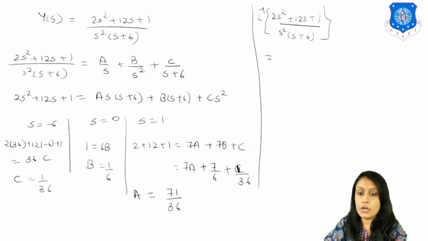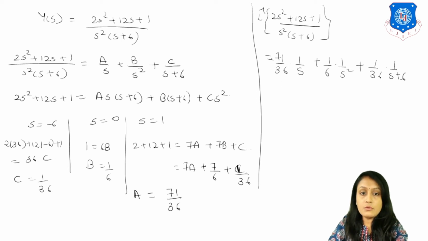Okay, so A is 71 upon 36. So 71 upon 36 into 1 upon s, plus the answer of B is 1 upon 6, so 1 upon 6 into 1 upon s square, plus the answer of C is 1 upon 36, so 1 upon 36 into 1 upon s plus 6. Now we have to just find the Laplace inverse of these terms.